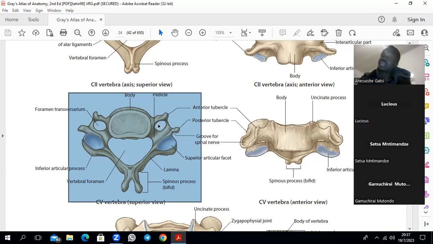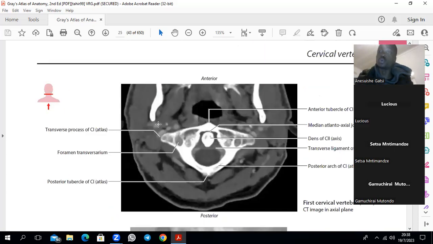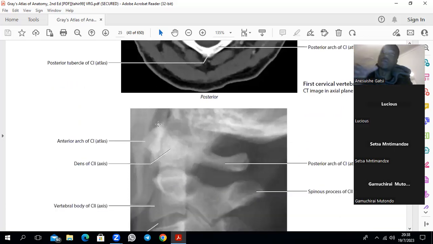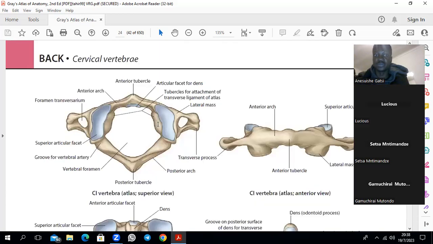Then ligaments. Important ligaments for the atlantoaxial joint. There's a ligament called the ala ligament, and there's a ligament called the apical ligament. Your ala ligament and your apical ligament are going to be unique to that joint, so they're only going to be there for your atlantoaxial joint. That's going to be C1 and C2.